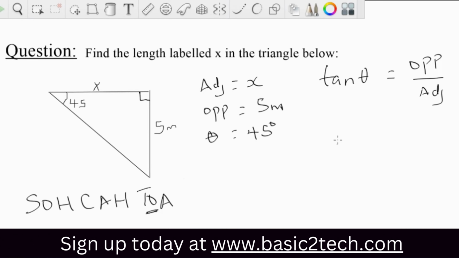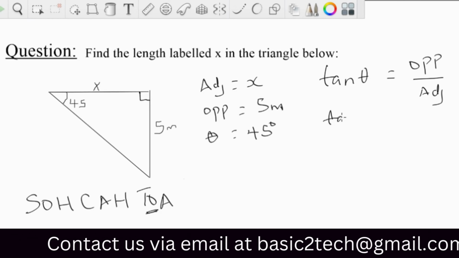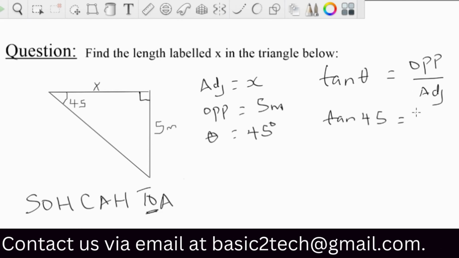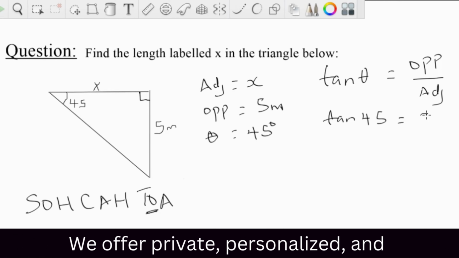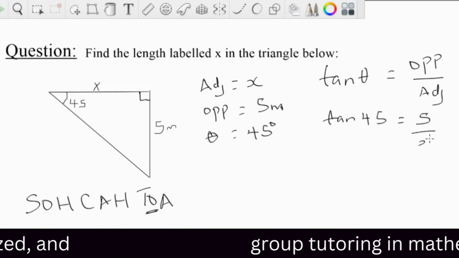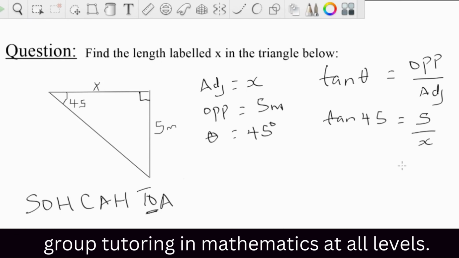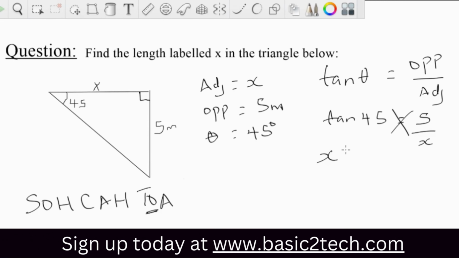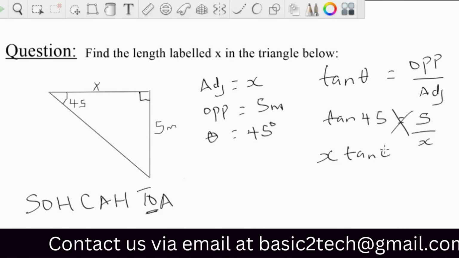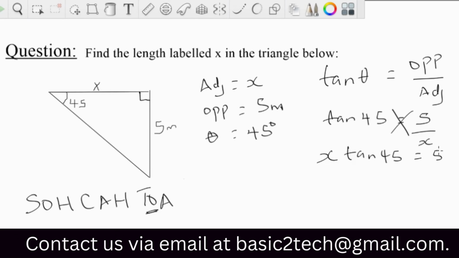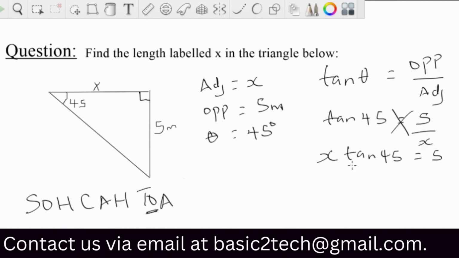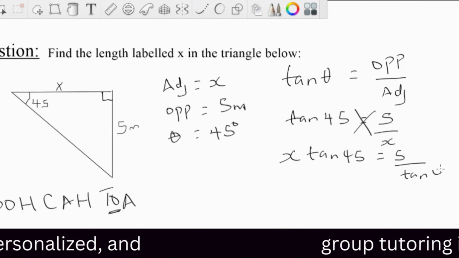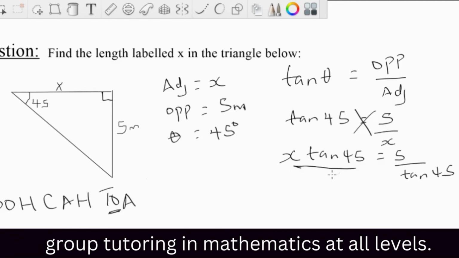So now we log in the values. Our angle is, we have tan 45 equal to, our opposite is 5. Our adjacent is unknown, which is x. So what we'll do next is to transpose. So we have x tan 45 equal to 5. So to find x, we divide both sides by tan 45 over tan 45.